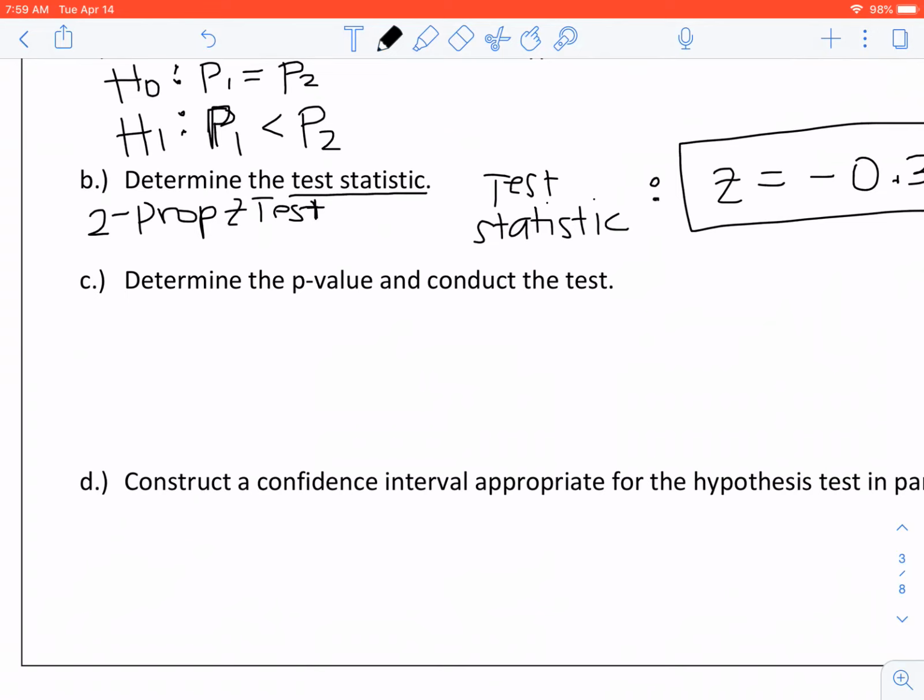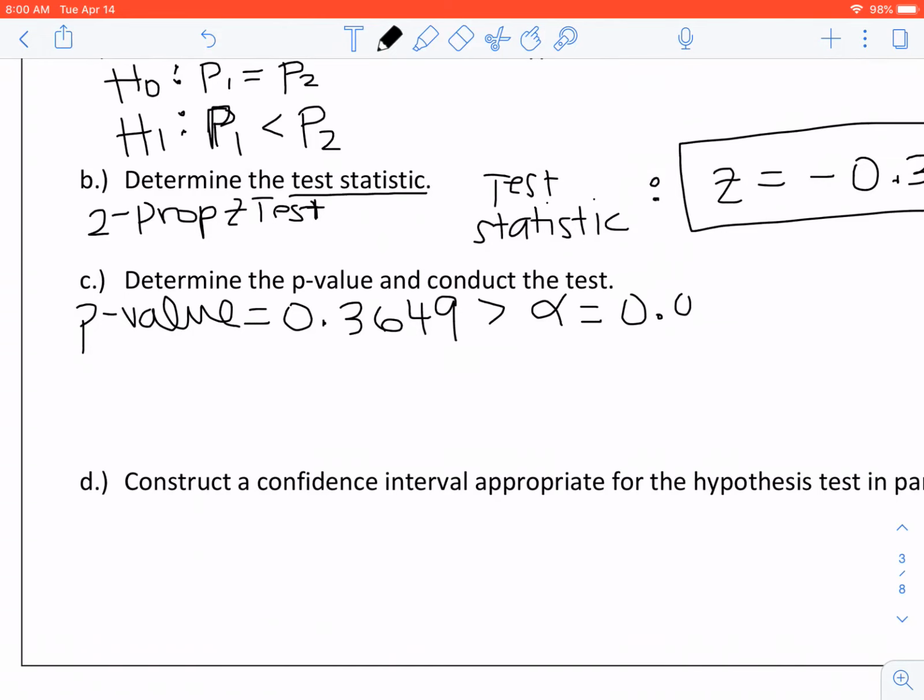Determine the p-value and conduct the test. So with all that in, you're also going to notice that you have the p-value. And your p-value is equal to 0.3649, which is greater than alpha. Alpha, again, it was given to us as 0.05. And this means that we do not reject our null.